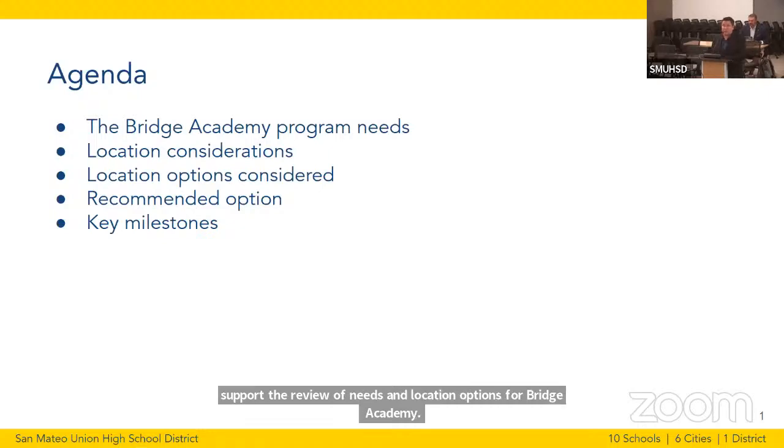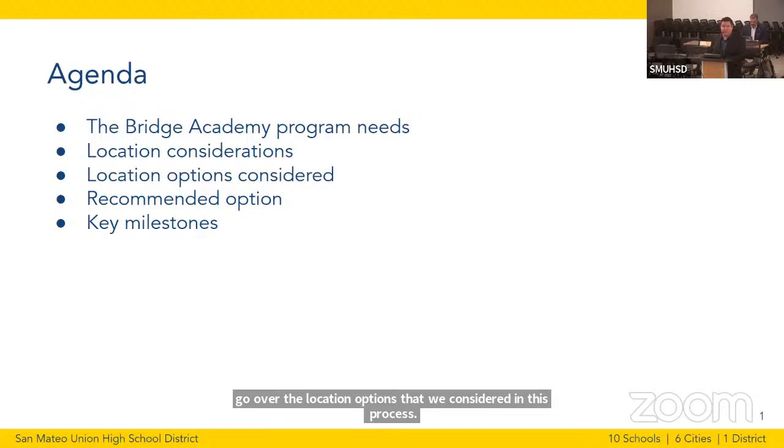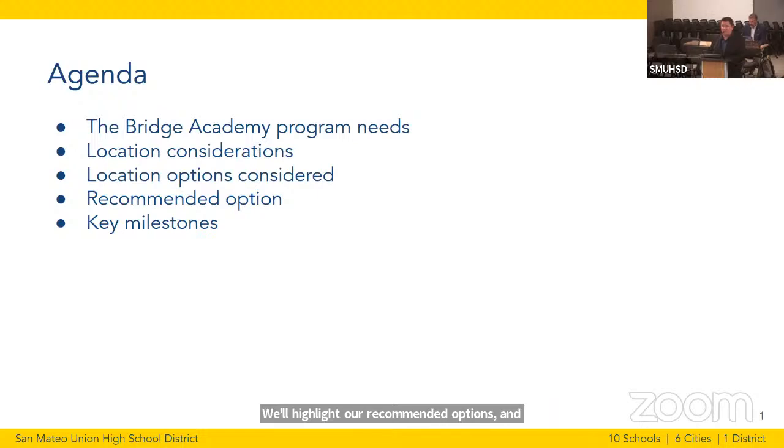Tonight, we'll go over the Bridge Academy program needs, the location considerations that we went through when reviewing each of the options. We'll go over the location options that we considered in this process. We'll highlight our recommended options, and then we'll go over key milestones and next steps if the board gives us direction.